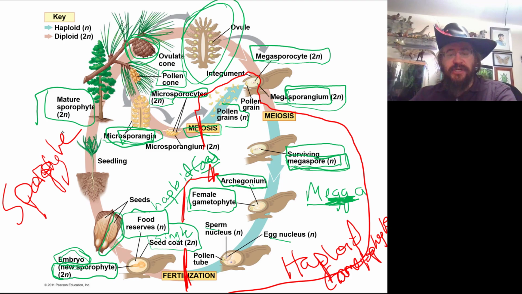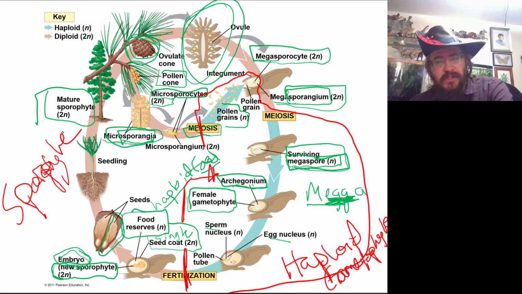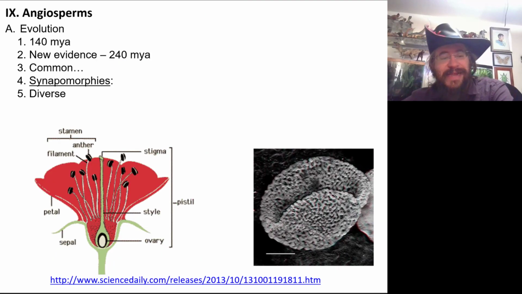Still alternation of generations. Okay, that's gymnosperms. So now let's get into angiosperms. Angiosperms are the newest and most successful plants on the block.